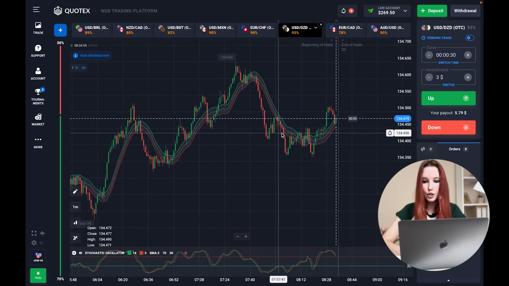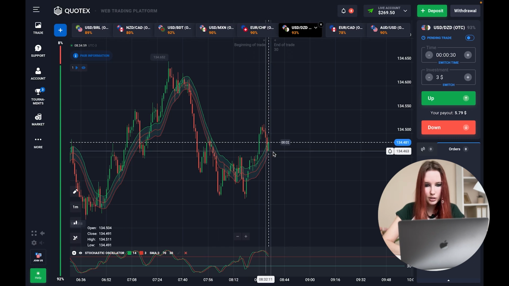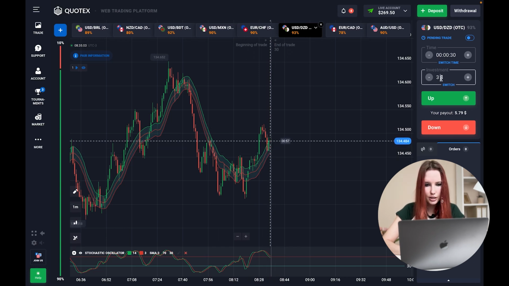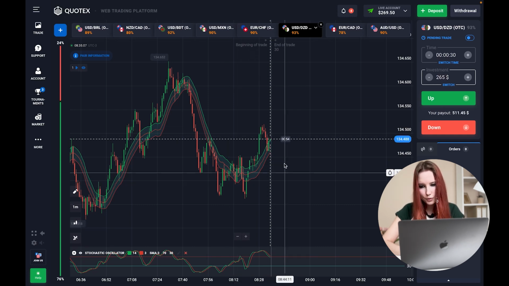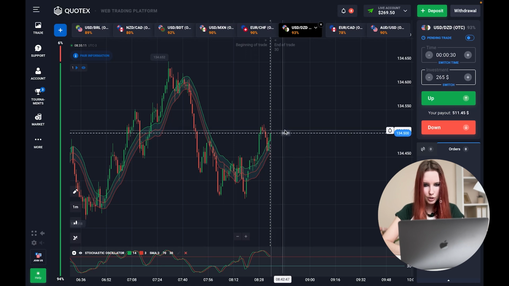And guys, I see a good situation on this currency pair too. Yeah, look, the stochastics are looking down, but here the price has decided to test this level, and I want to open a $265 trade here. Right, I think the price will continue its upward movement. Let's go.